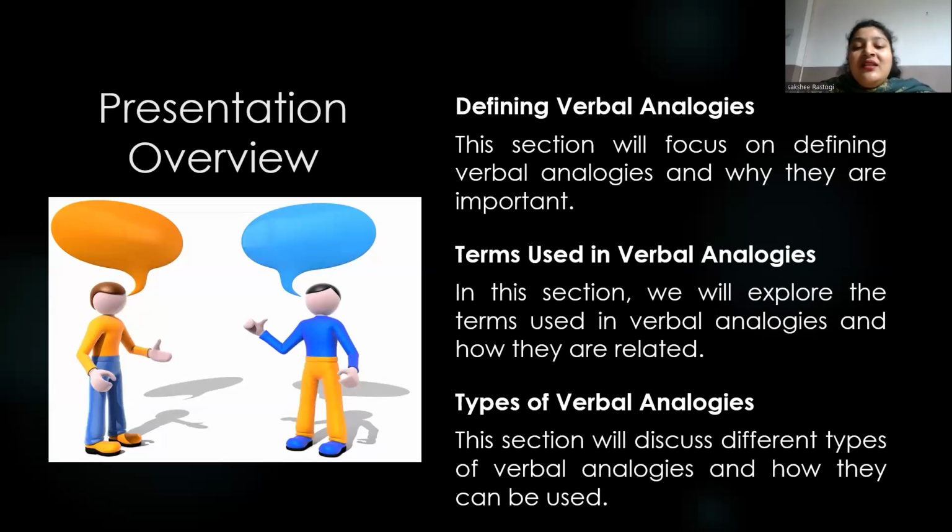Understanding these terms can help you better comprehend verbal analogies and improve your ability to solve them. Types of verbal analogies: there are several types of verbal analogies, which include synonym analogies, which are based on similar meanings, for example, happy, joyful, tall.